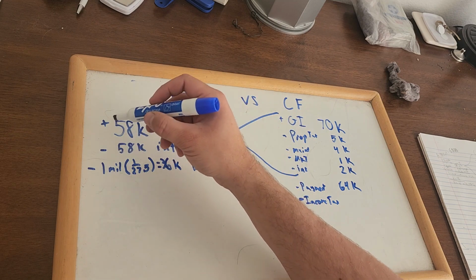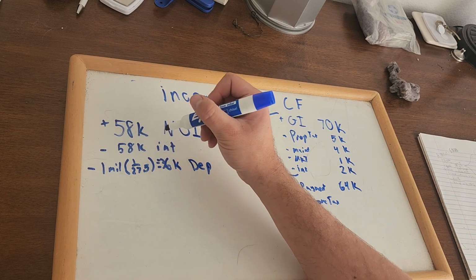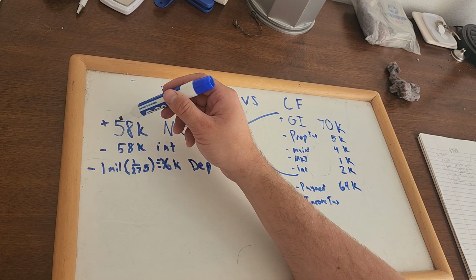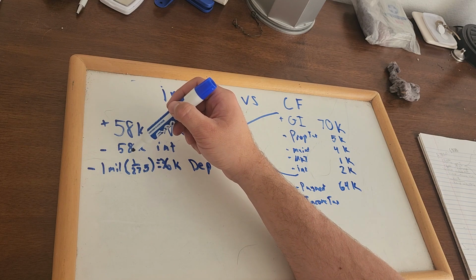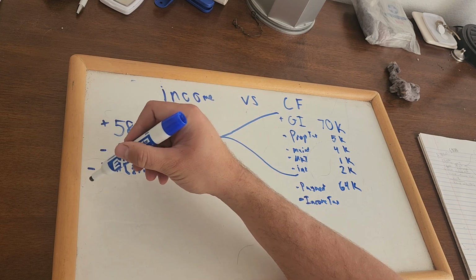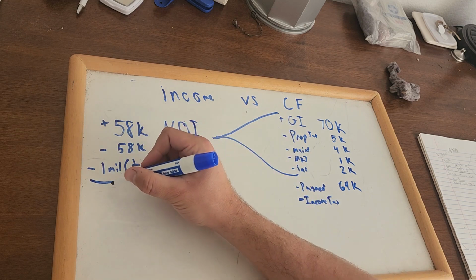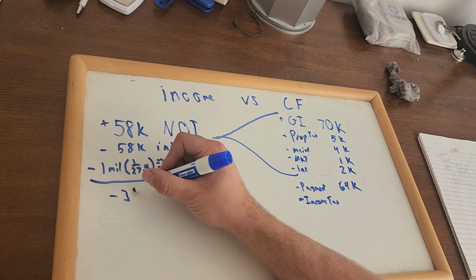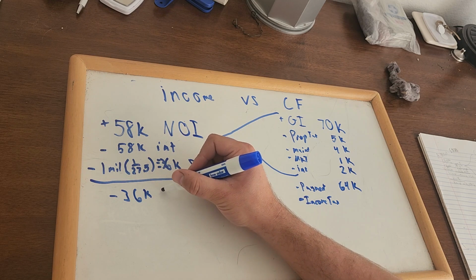Okay, so negative 36K. We get 58 minus 58, which gives us 0, minus 36K of depreciation, and we get minus 36K in taxable income.